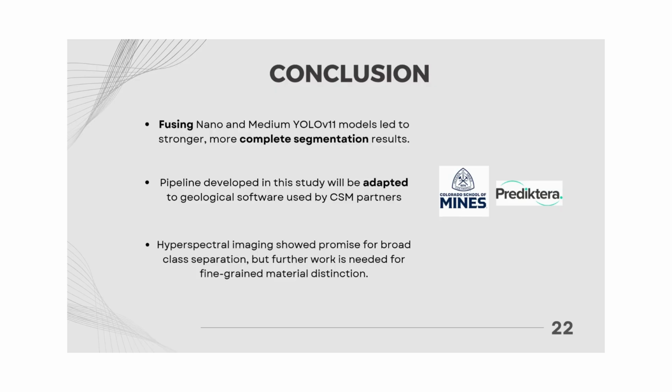And so to conclude my video, fusing the nano and medium models, the version 11 models, led to stronger and more complete segmentation results. And this pipeline that was developed will be adapted to geological softwares used by our partners at the Colorado School of Mines, which is exciting. And also, hyperspectral imaging showed promise for broad class separation. However, further work is needed to fine-grain the material distinctions.